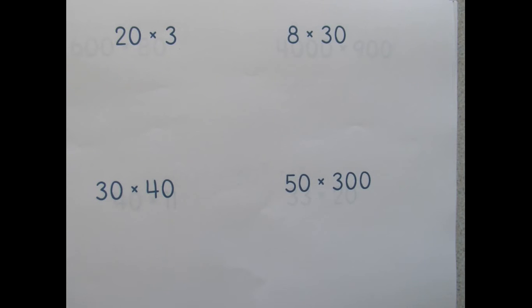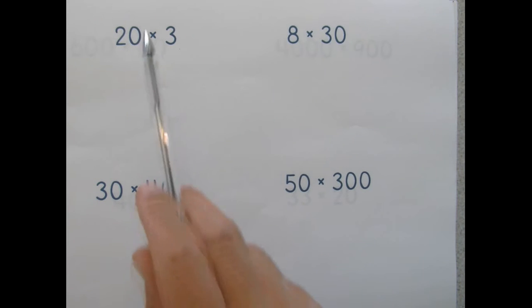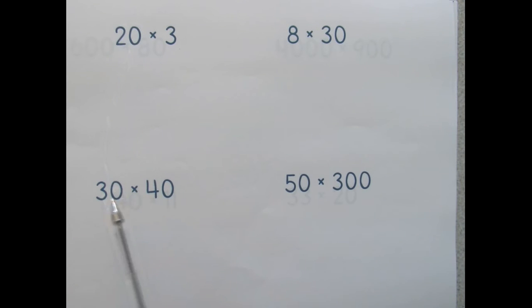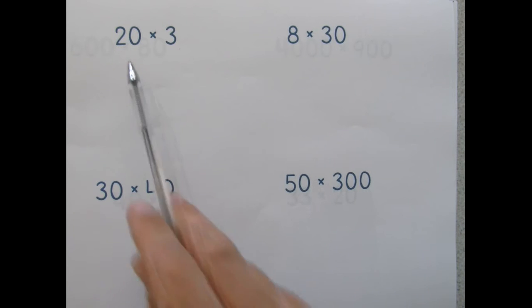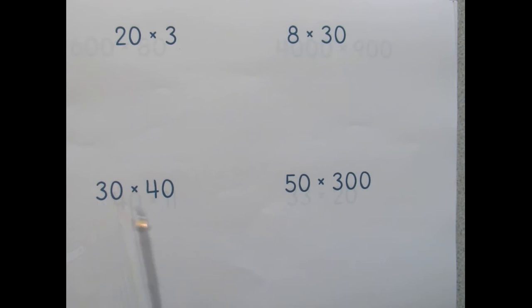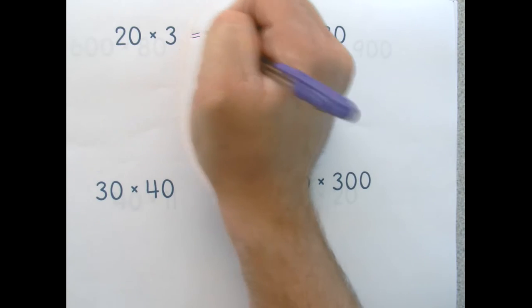Okay, so in these type of calculations, we're faced with multiplying by numbers like 20, 30, 40, 300. These are all multiples of 10, because that's 2 times 10, 3 times 10, 4 times 10, that's 30 times 10. And when you multiply by multiples of 10, there's a little trick you can use to make it a little bit quicker. Now when you see this here, 20 times 3, straight away you might see that that's 60.